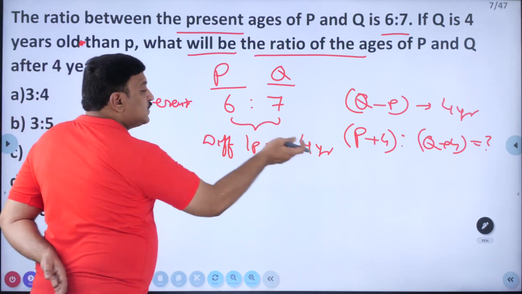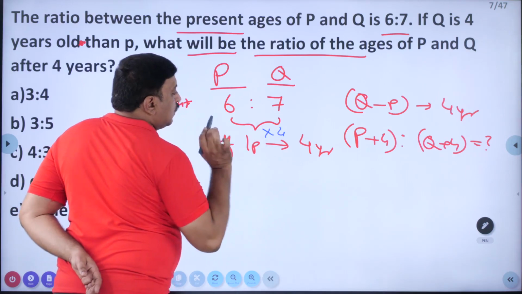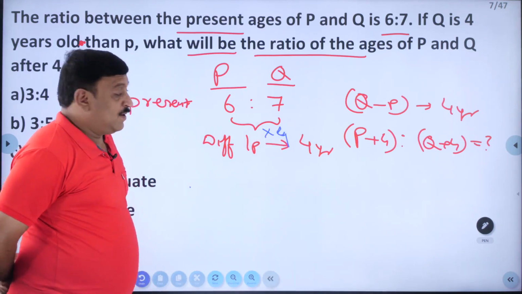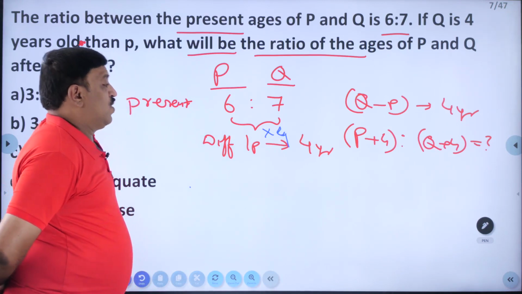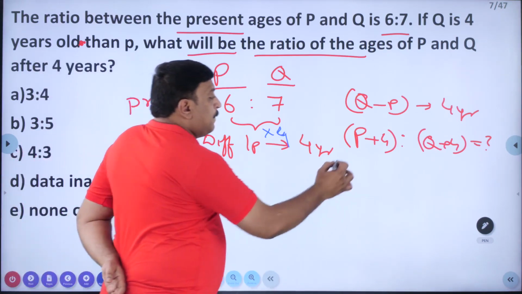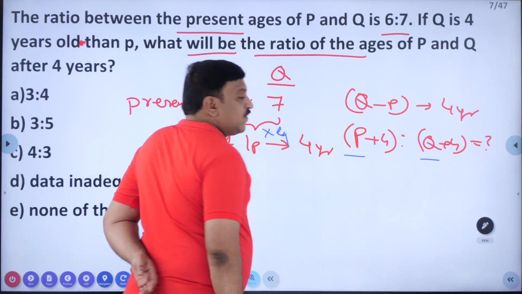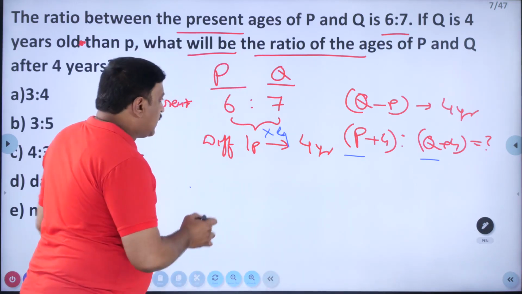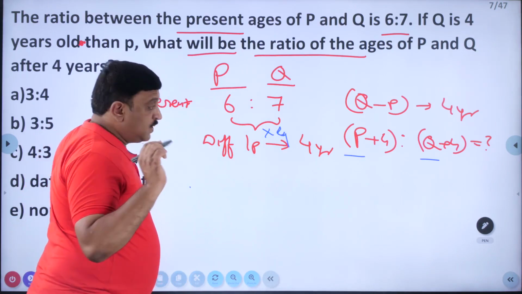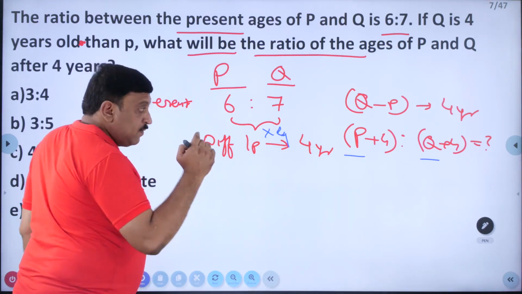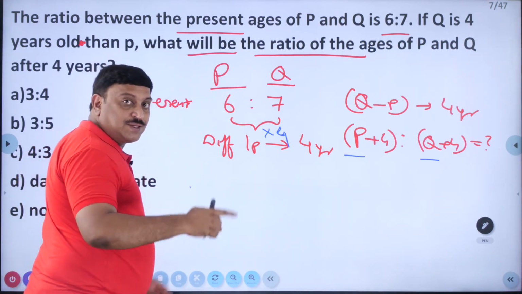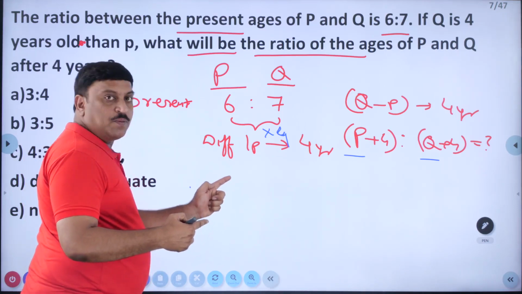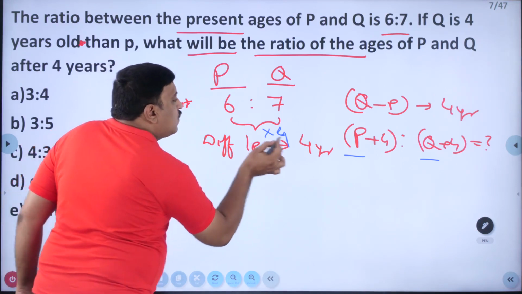1 into how many times is 4? 1 into 4, is it not? Then what about P? What about Q now? I need to find out P first, Q first. After that, each person gets 4 years added. Okay. So let us start. Be cautious. It is very important to go with the next logic, the next concept. Just observe this one. 1 into 4 is 4.